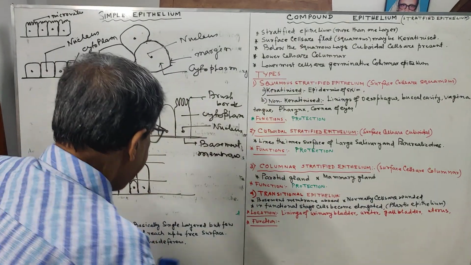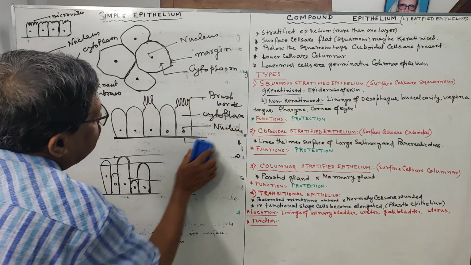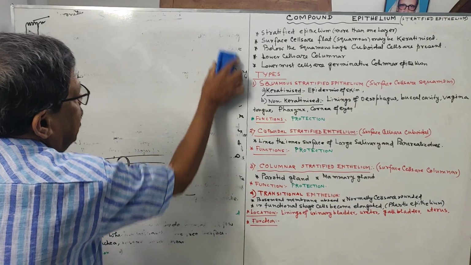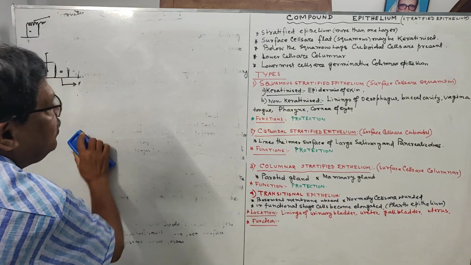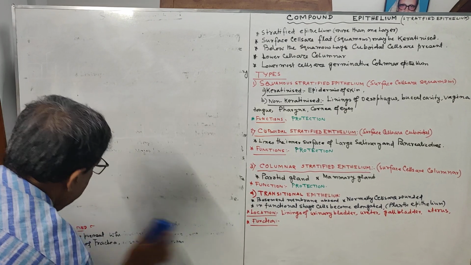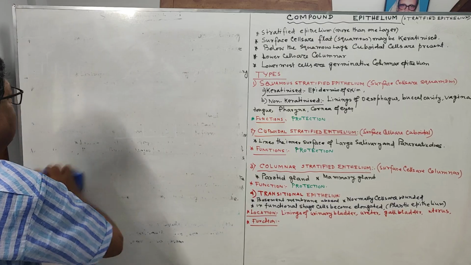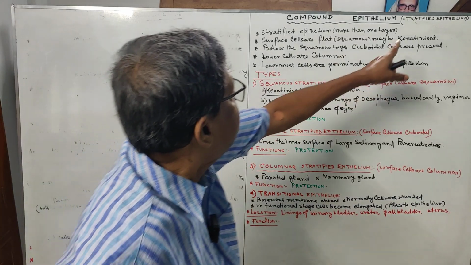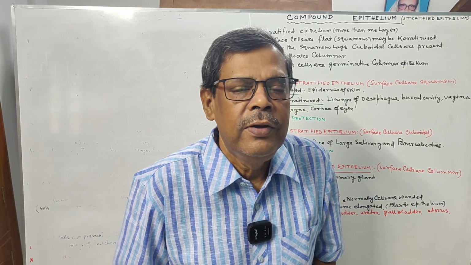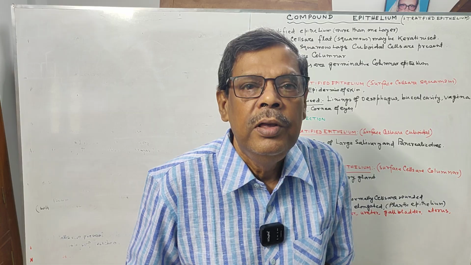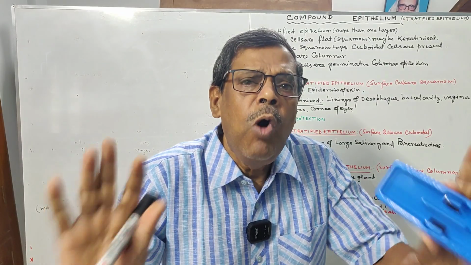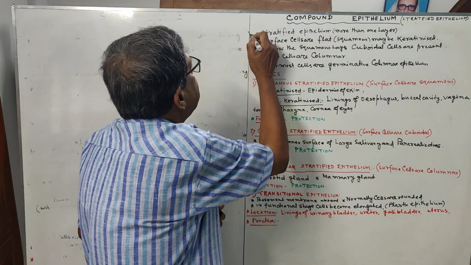These are the simple epithelial tissue. Next, another type of epithelial tissue is called the compound or stratified epithelial tissue. There are several layers in compound or stratified epithelium. The most salient feature of compound stratified epithelium is that it is more than one layer.